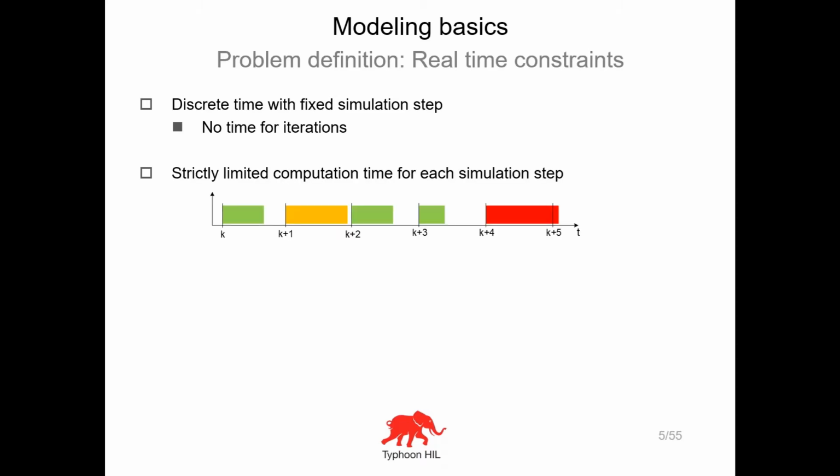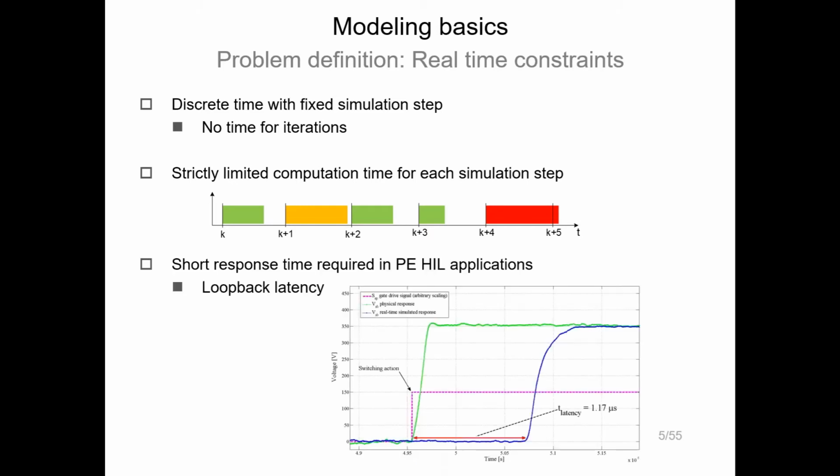The second point is that the available computational time for each step is strictly limited. All the computations in any model, no matter how big or how small, need to be finished before the next simulation step starts. Otherwise, we'll get overruns and our simulation results will not be accurate.